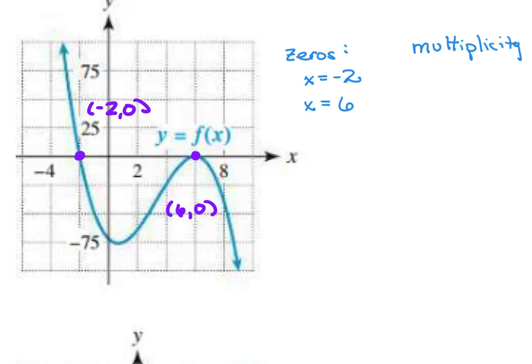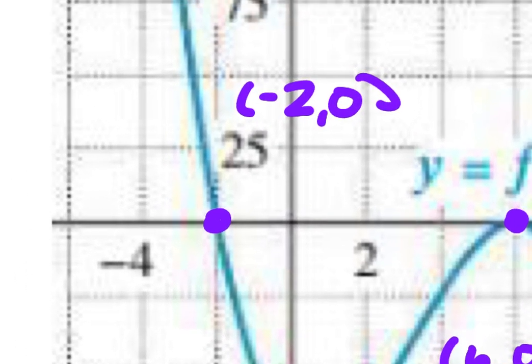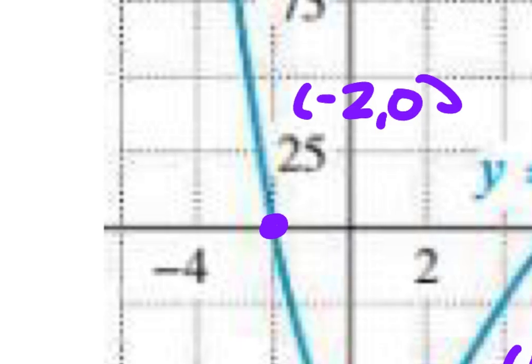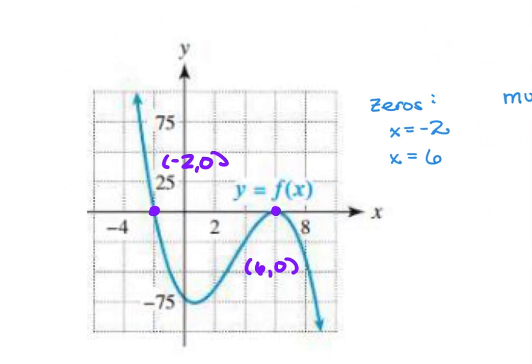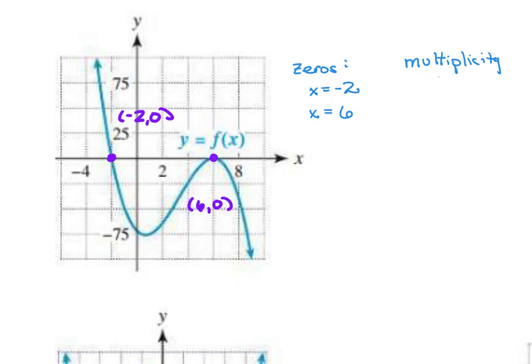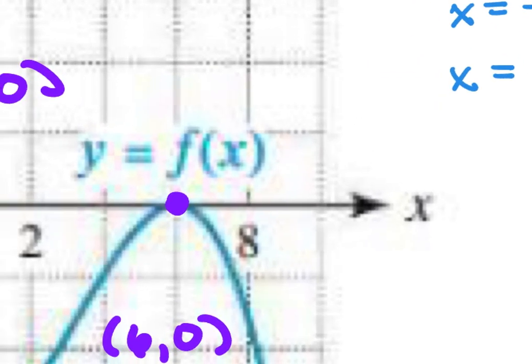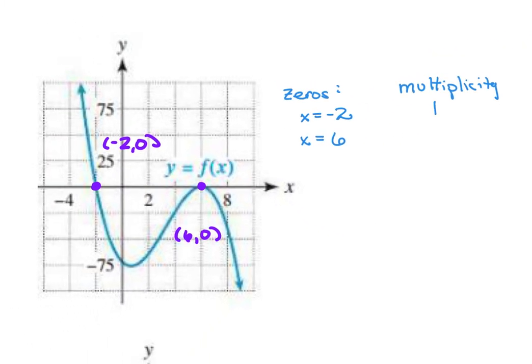All right, when we look at the first one, we just want to zoom in on it. When we look at -2, if I zoom in on -2, it looks like a line. And so what this means is that, just like all lines, this is going to be a multiplicity of 1. However, when we look at x equals 6, if we zoom in, this looks like a quadratic. And so this one, we're going to say has a multiplicity of 2.